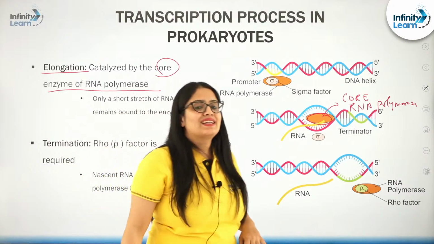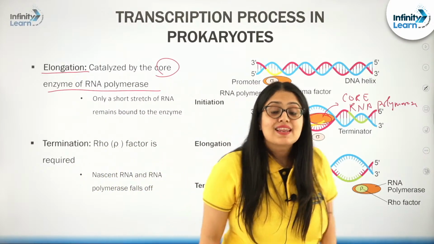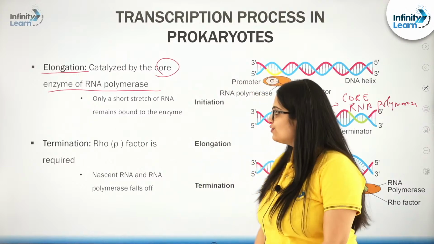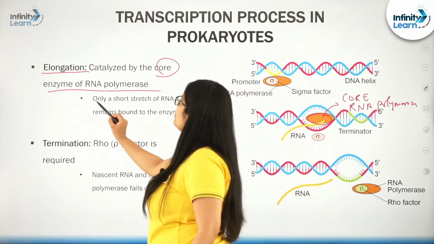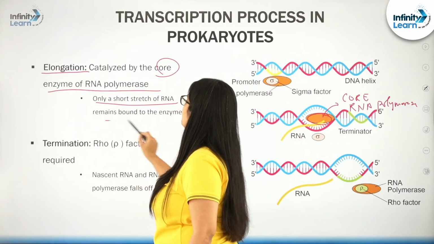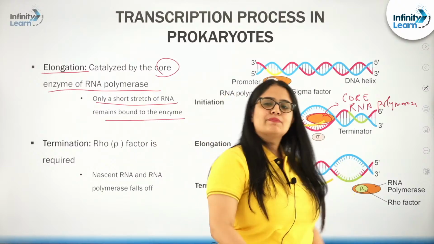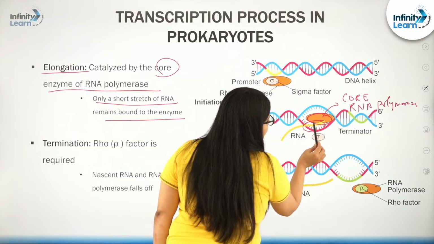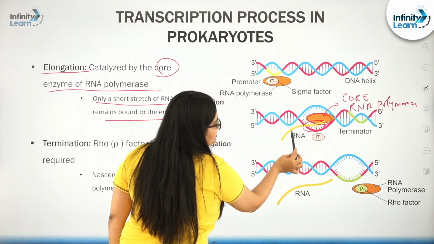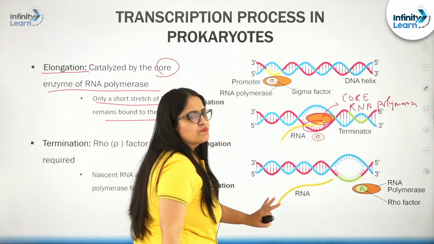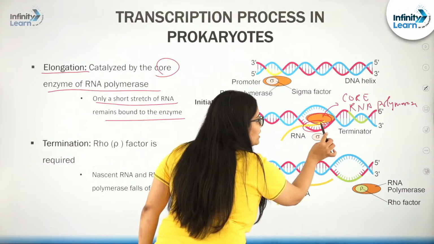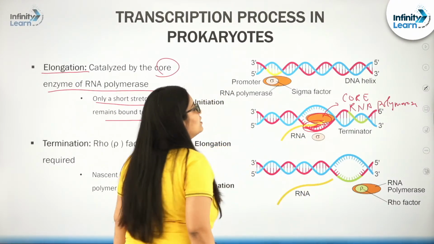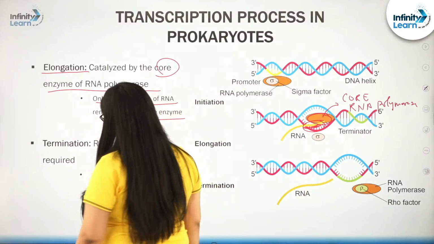That means catalyzing the polymerization reaction, the polymerization of ribonucleotides to form RNA. Only a short stretch of RNA remains bound to the enzyme. Very simple. This is an NCERT line. See, this is the entire length of the RNA that has been produced till now, and from that only a small segment of RNA will remain attached to the enzyme during the elongation process.